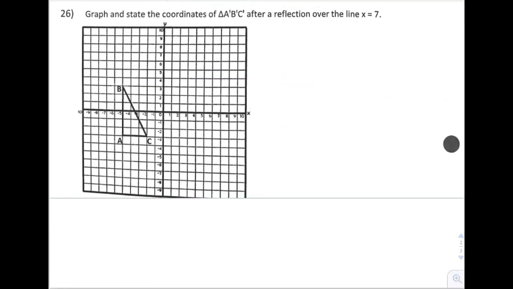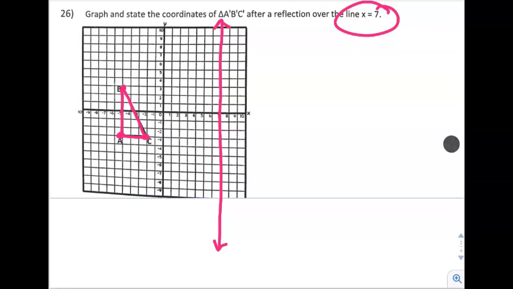And the last one, you're reflecting over the line x equals 7. That cuts through the x-axis at 7, which means this might not fit on the graph, but we'll figure out where it goes. Here's the original, A, C, and B.